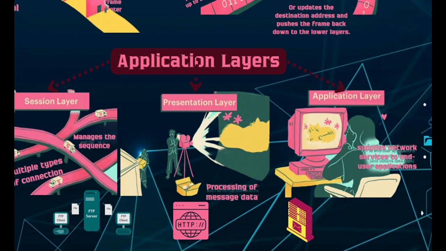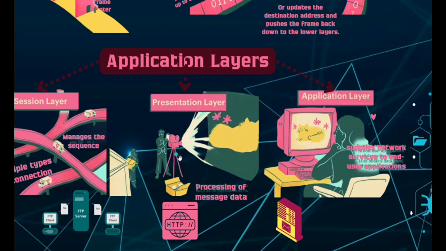The next is the presentation layer. The presentation layer has the simplest function of any piece of the OSI model. At layer 6, it handles syntax processing of message data such as format conversion and the encryption and decryption needed to support the application layer above it.